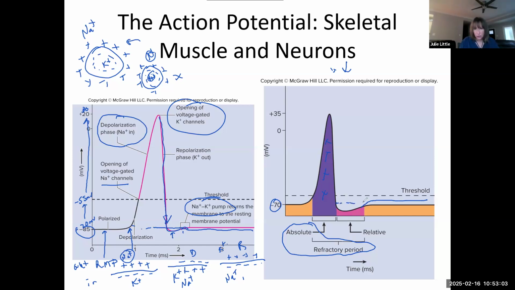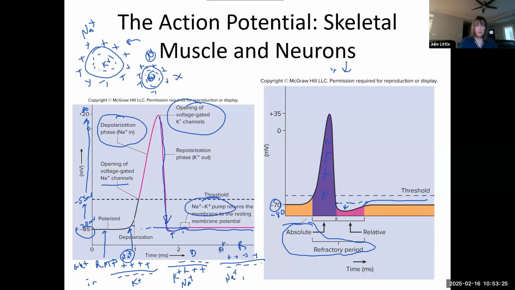But that's this undershoot here where we go below -70, maybe down to -80 millivolts. That hyperpolarizes the membrane and it makes it harder for the cell to respond to a stimulus. So the cell can respond, but it has to be an exceptionally strong stimulus. So that's why it's called the relative refractory period.